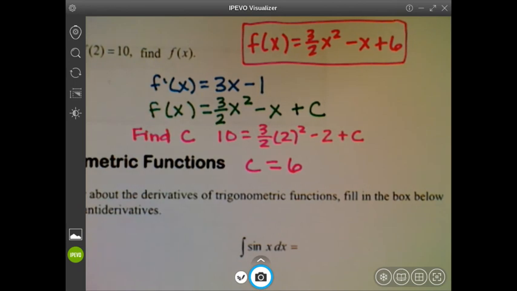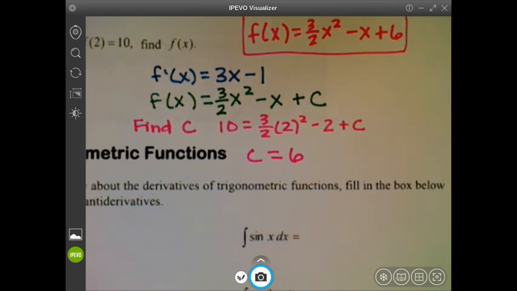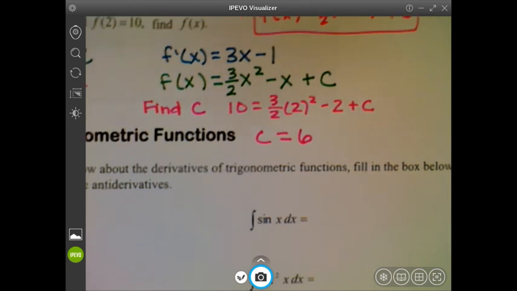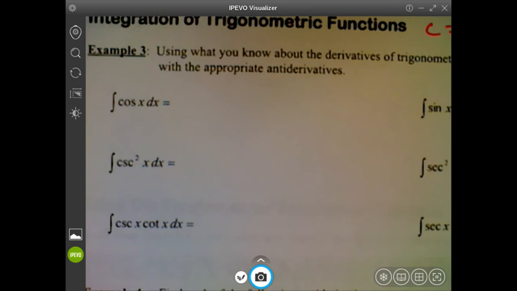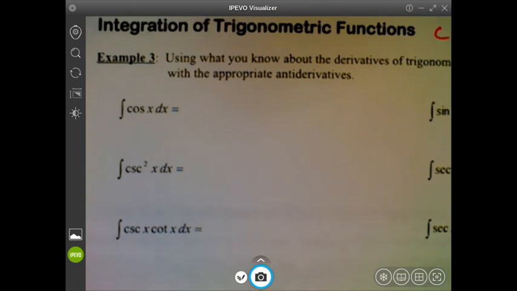All right. So sometimes they'll give us enough information we can find c, and sometimes they don't. We just have to roll with the constant c. We're going to go ahead and move on to trigonometric functions, so the derivatives and the integrals of trig functions.